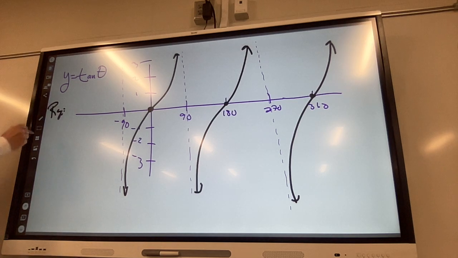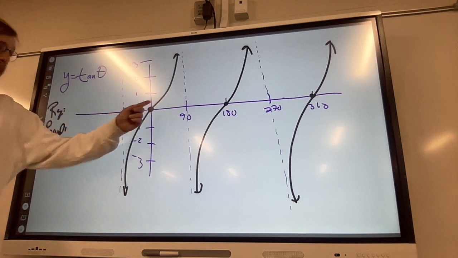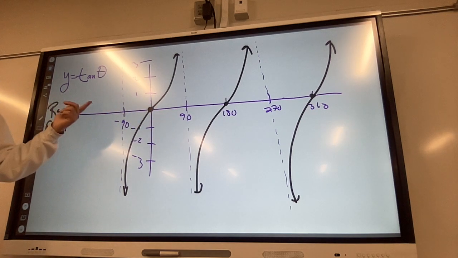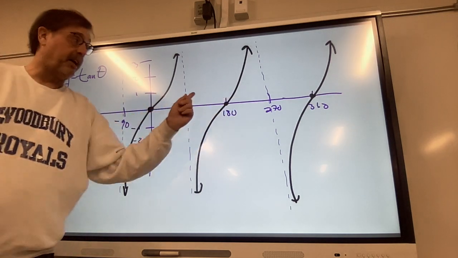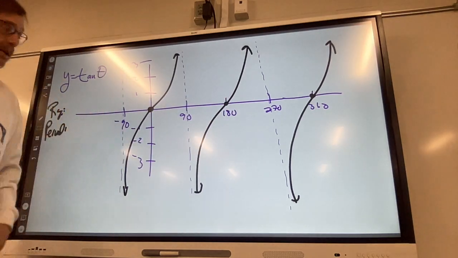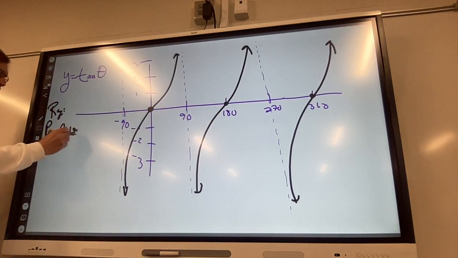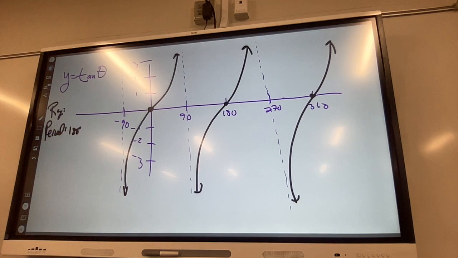Okay, let's see. The period. It is not 360 degrees. Does it repeat itself more often? In fact, what's 90 minus negative 90? Say 180. 270 minus 90 is? The period is 180, and you can get it just by looking at that.